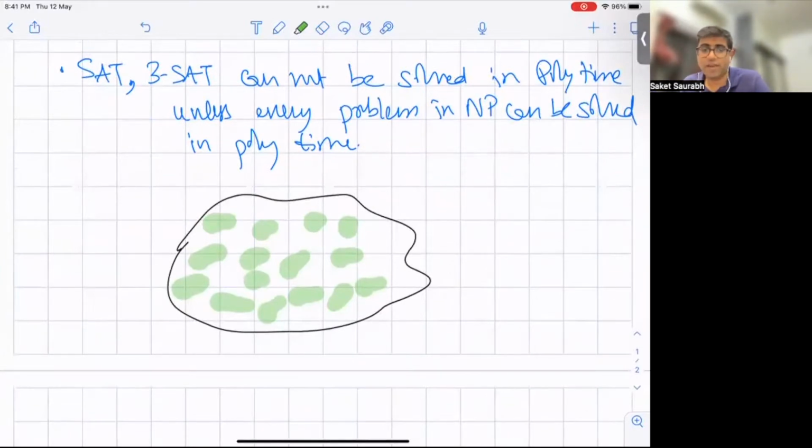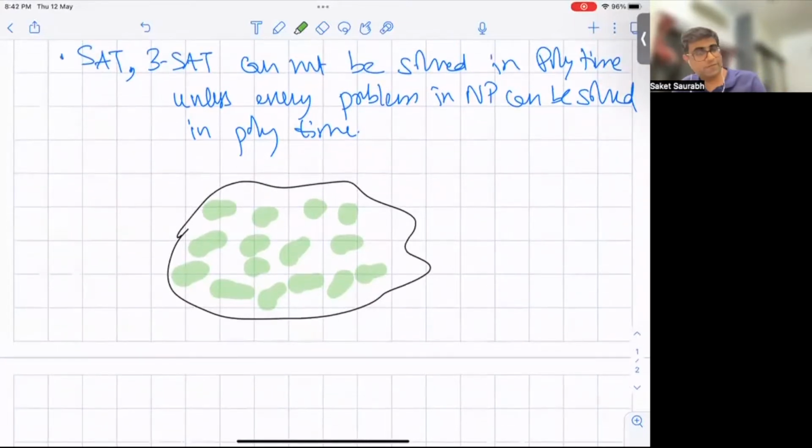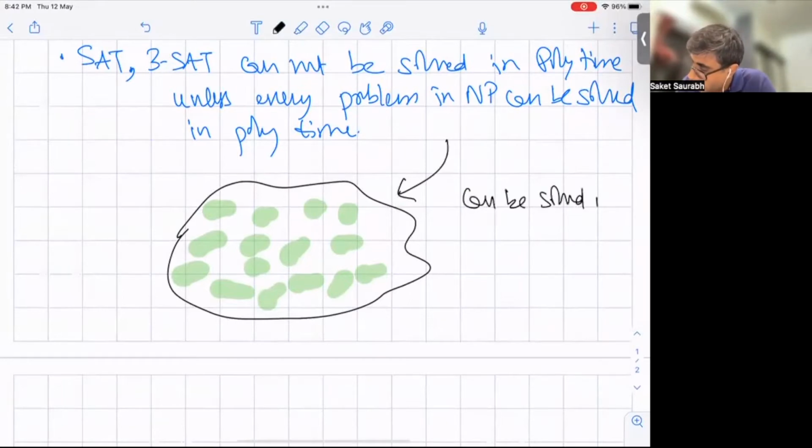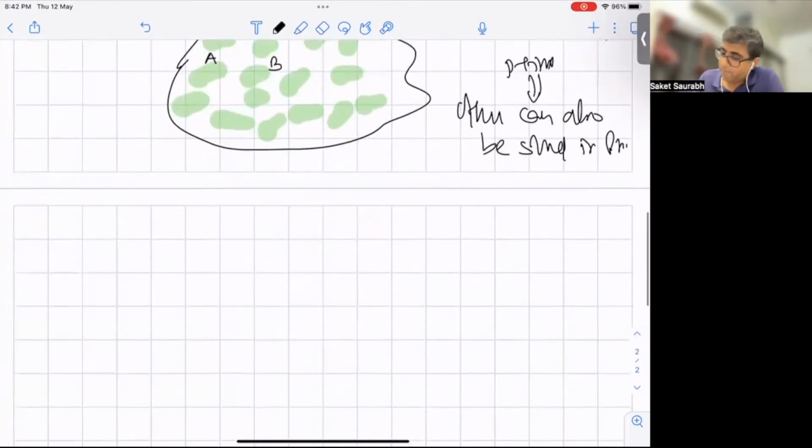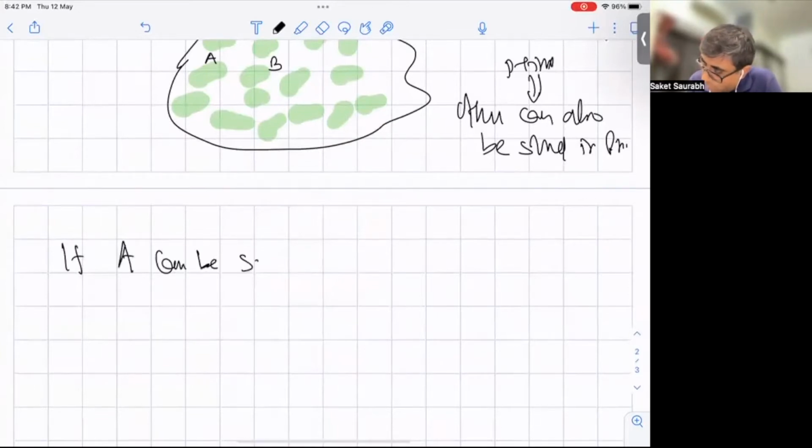Okay, now let's try to understand. So you have all told me this definition of problems. Now I want to understand first the way we are going to show that if one of these problems in this world can be solved in P time, it implies others can also be solved in P time. Suppose there are two problems, A and B.